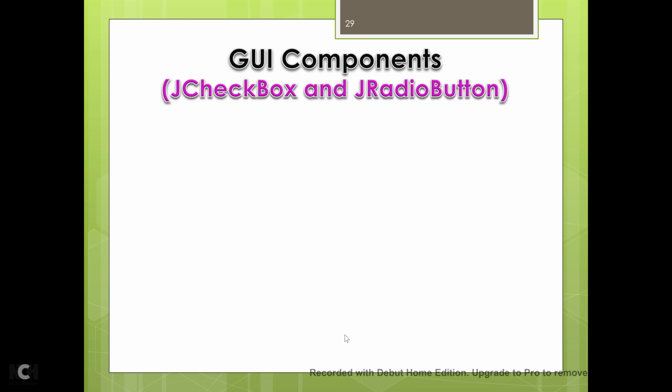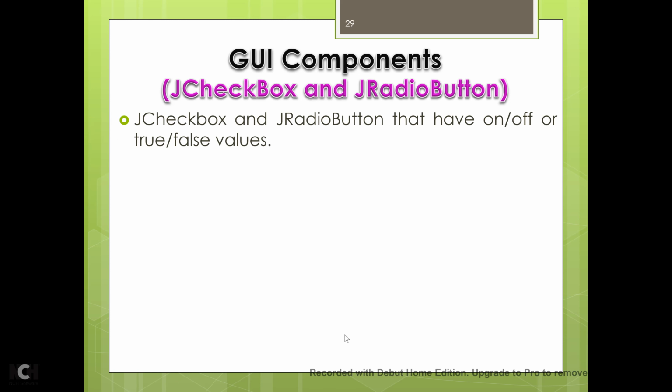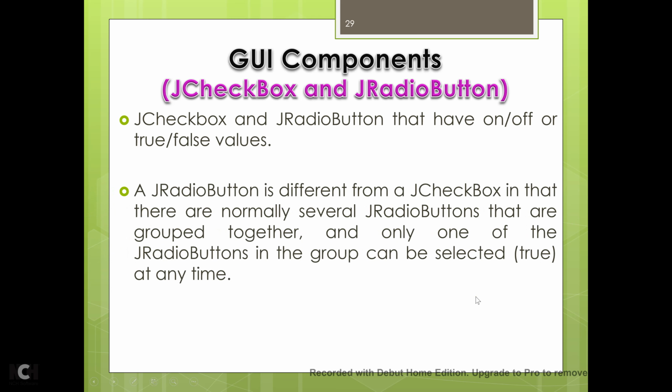And the next thing is JCheckBox and JRadioButton. They have on/off or true/false values. A JRadioButton is different from a JCheckBox in that there are normally several JRadioButtons grouped together, and only one of the JRadioButtons in the group can be selected, or only one will have the true value.